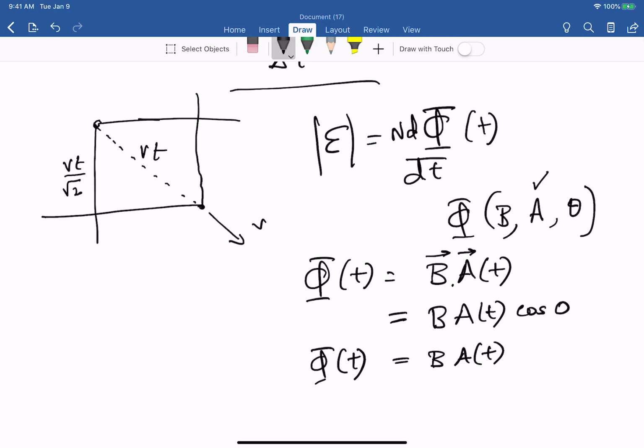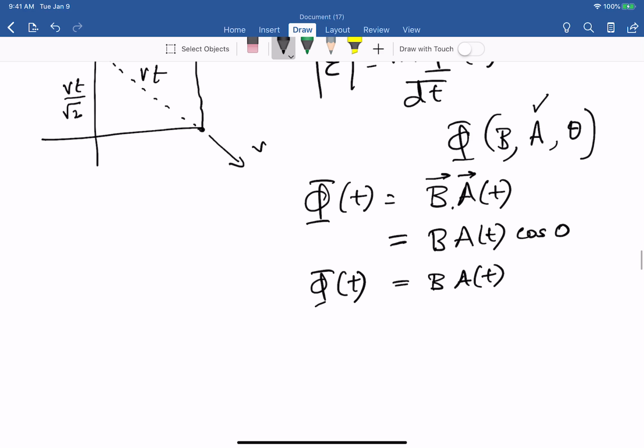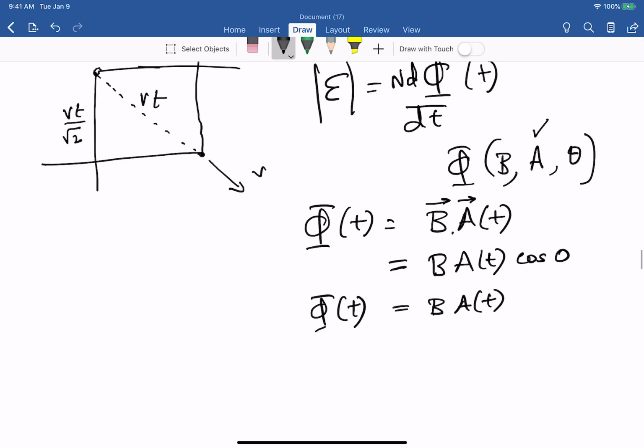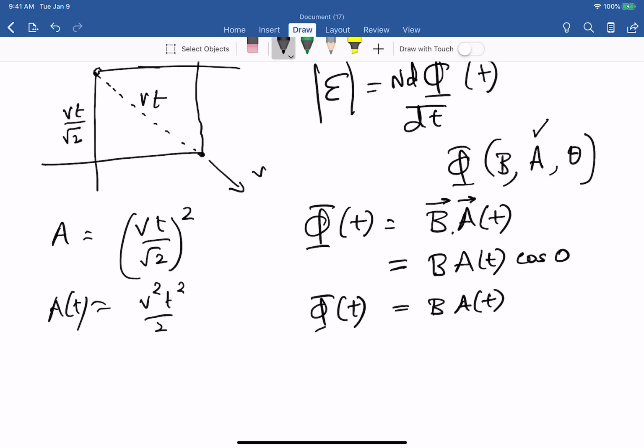So let's plug that in. So what's the area going to be? So the area is just going to be vt divided by root 2 squared, right? So that's v squared t squared divided by 2. That's A as a function of time. Let's plug that in and we are done. So B times v squared t squared divided by 2 is our phi as a function of time.